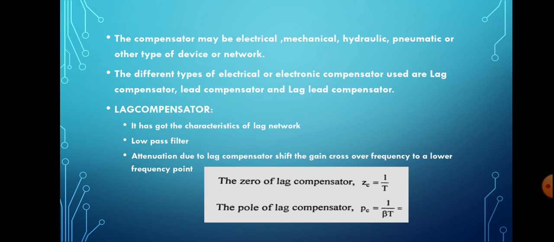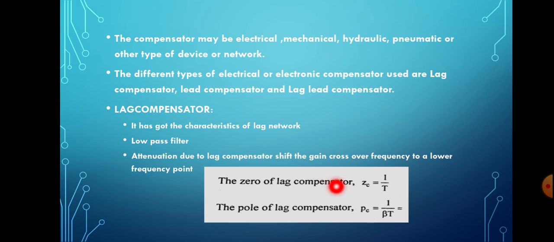Usually the lag compensator has the characteristics of a lag network, that is, it provides lag in the design. If you are designing it as an electrical network, it will function as a low pass filter, and the attenuation due to this lag compensator shifts the gain crossover frequency to a lower frequency point. Now we will discuss the frequency domain approach in the compensation case. We will design the lag compensator with the help of the Bode plot. Usually this compensator inserts a zero and a pole into the transfer function.